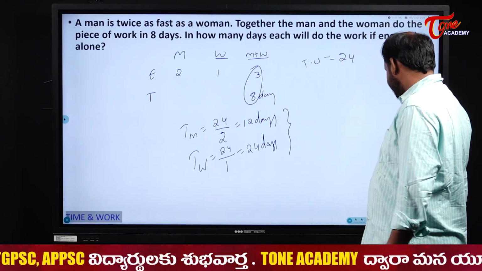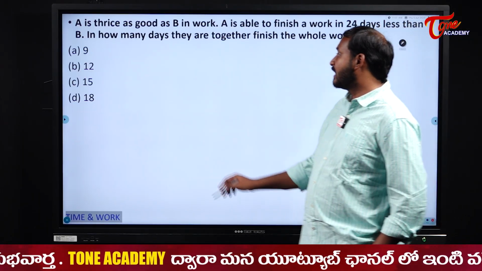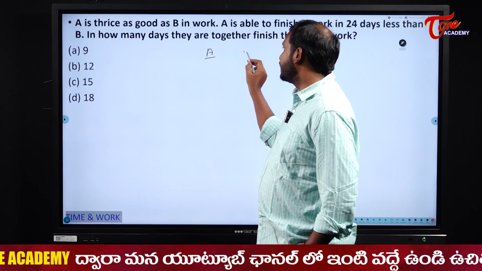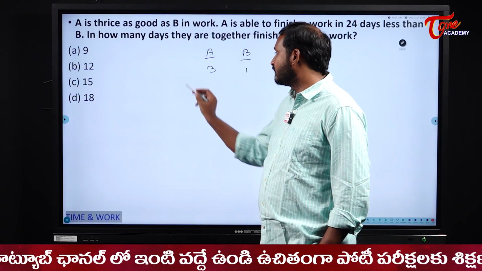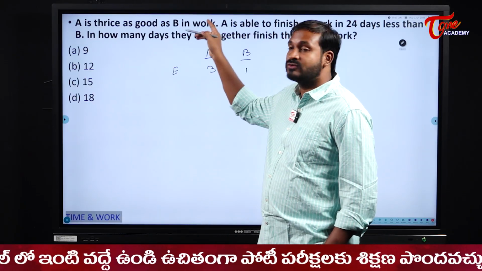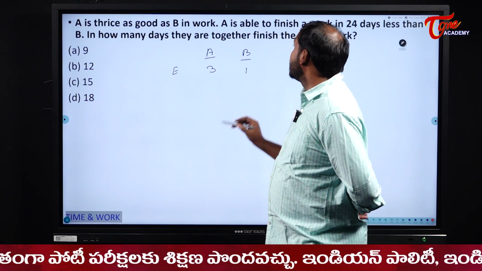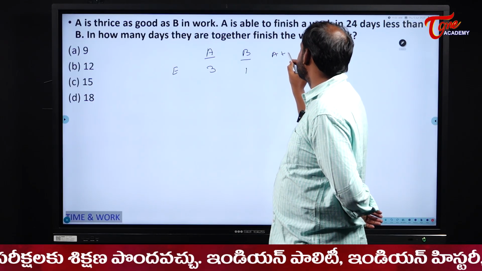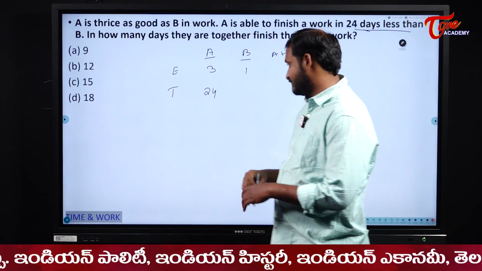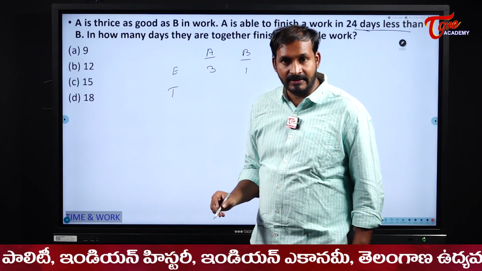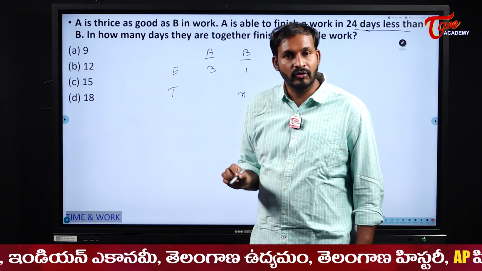Okay, next one. A is thrice as good as B in work. Okay, that means if I write the relation between A and B's efficiencies, A's efficiency will be 3, B's efficiency will be 1. Why? Because A is 3 times as good as B in work. So, that means 1 and 3. Okay. A is able to finish the work in how many days? 24 days less than B. Let us assume that B finishes the work in some X days. What about A?